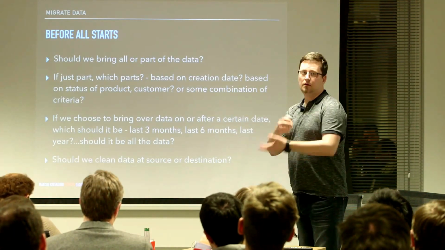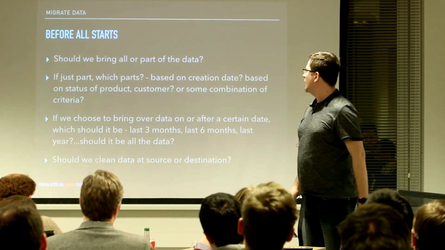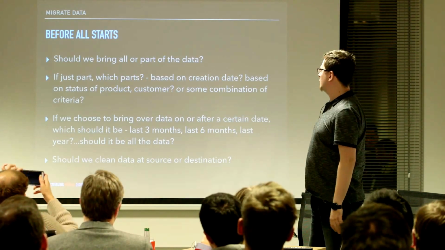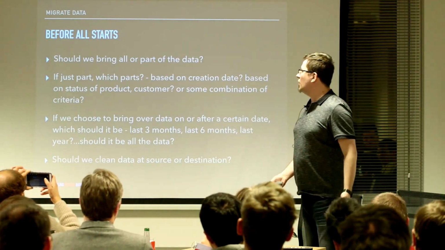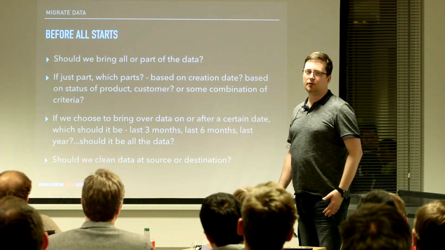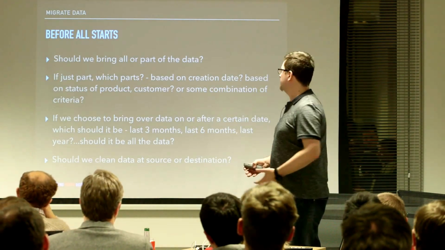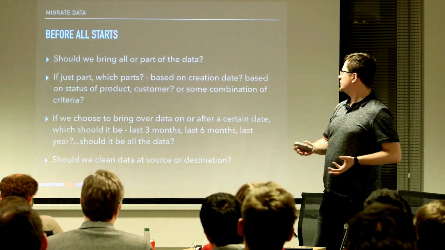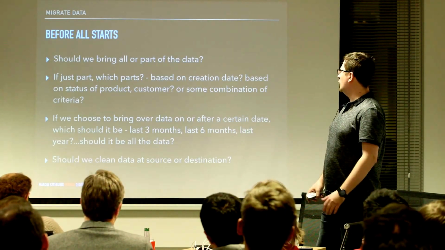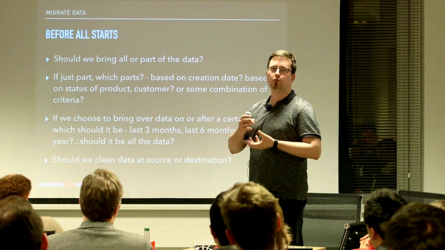So when you start with data migration, there are questions you need to ask yourself. This is not the final list of questions, but I think those are quite important ones. How much data are we actually going to get from one system to another? Is it going to be all data, or just a selection of the data? If it's just a selection, which parts of the data are you going to migrate? How are you going to determine what data you're going to migrate?